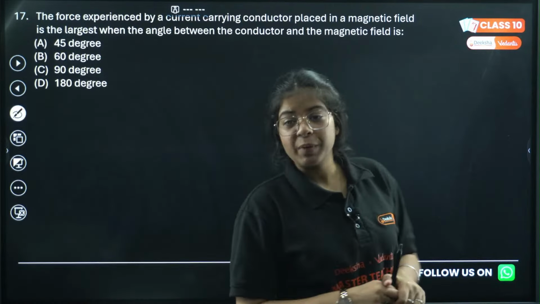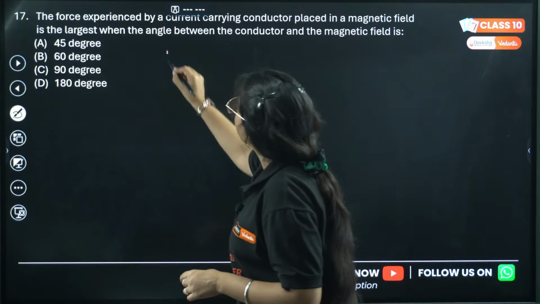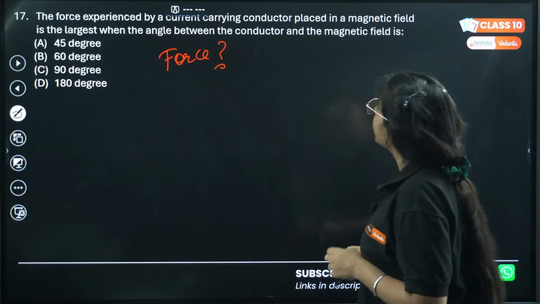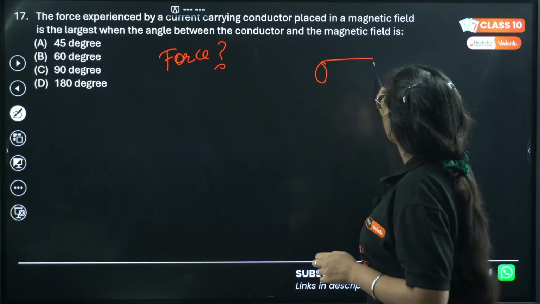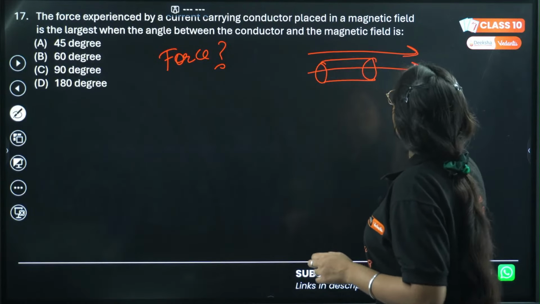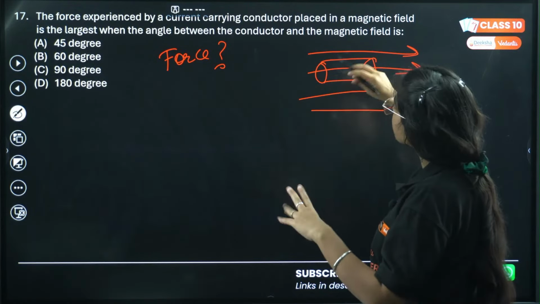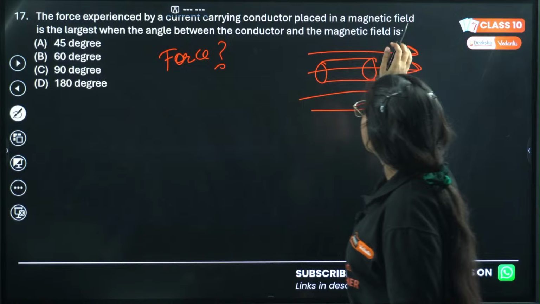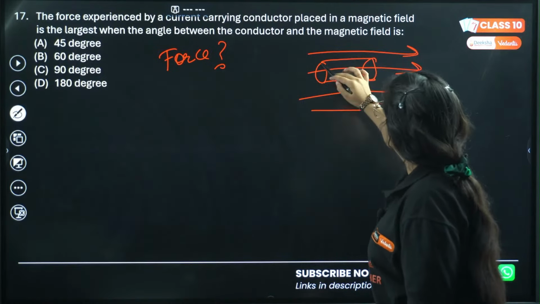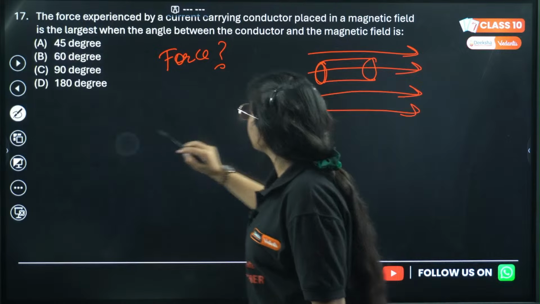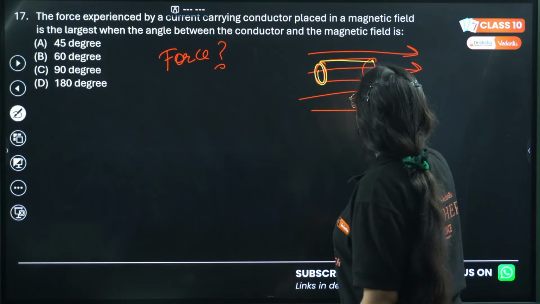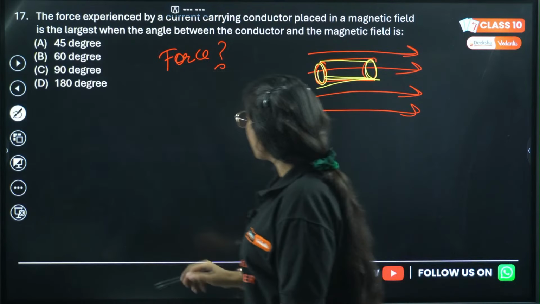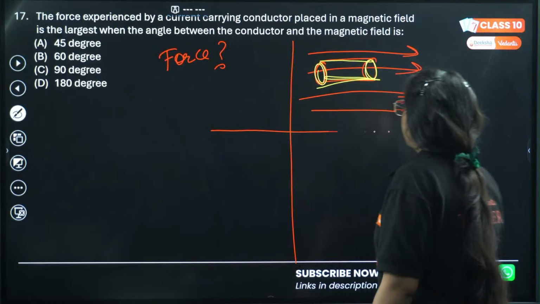The force experienced, we need to see the force. The force experienced by a current carrying conductor placed in a magnetic field. We don't know the direction still. Now this is largest when the angle between the conductor and the magnetic field is... How should this conductor be placed in the magnetic field so that the force will be maximum? Okay, let me draw.